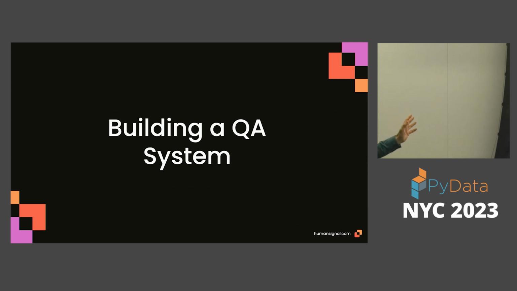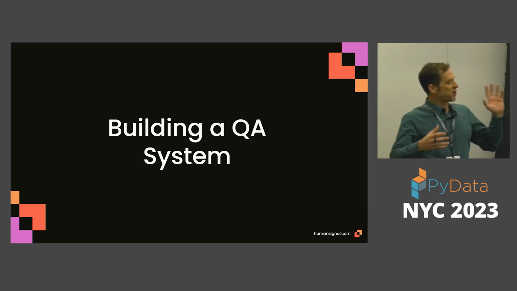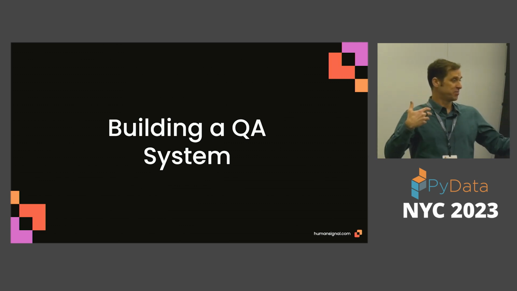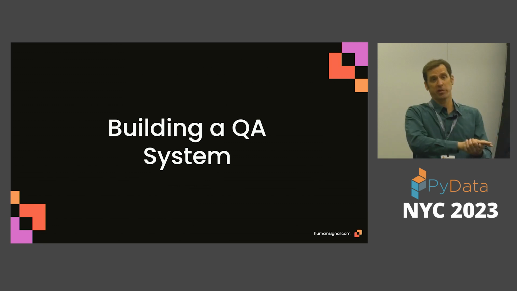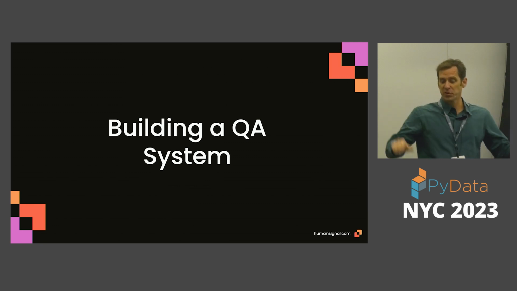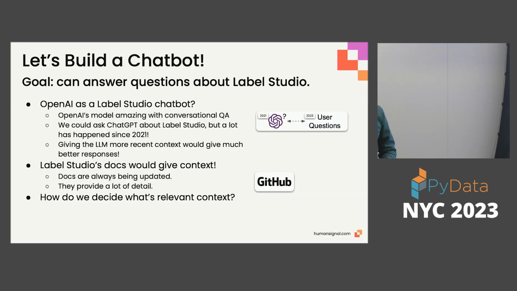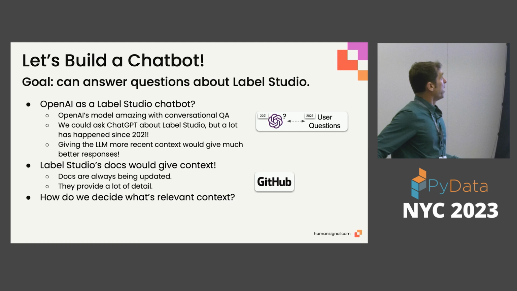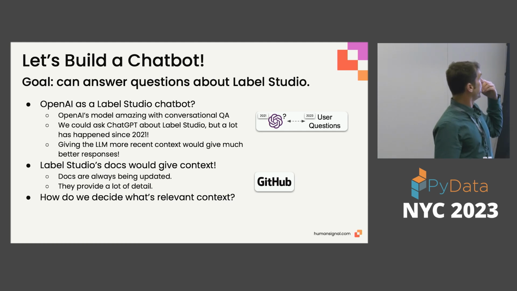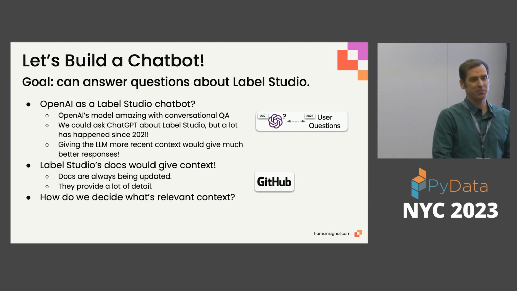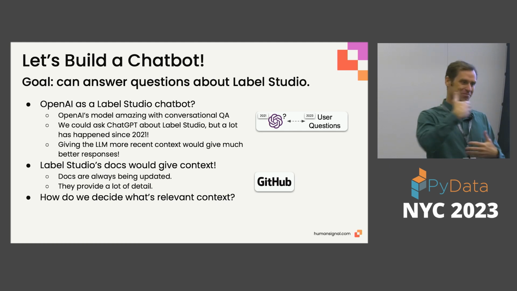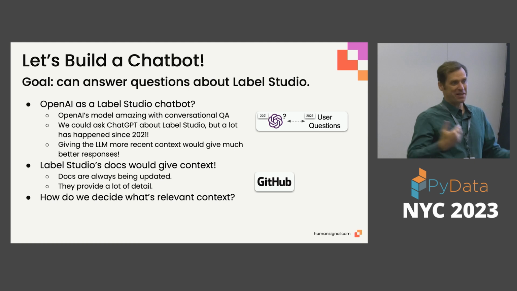Okay, with all of this in place, we're going to start thinking about how we can build a QA system, right? We have an LLM, and the first thing we want to do is build a system that can answer questions. So our goal is to build a chatbot that can answer questions about Label Studio. Label Studio is an open source data labeling platform that the company I work for makes.